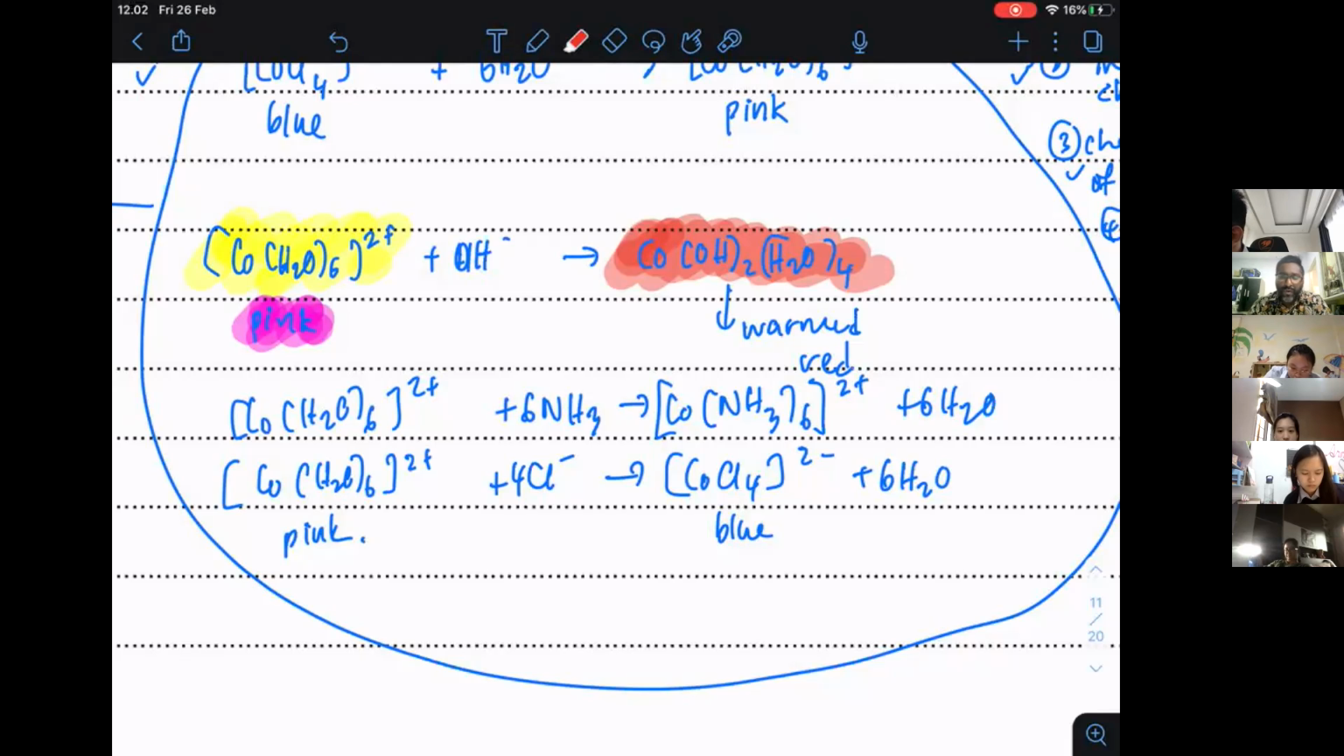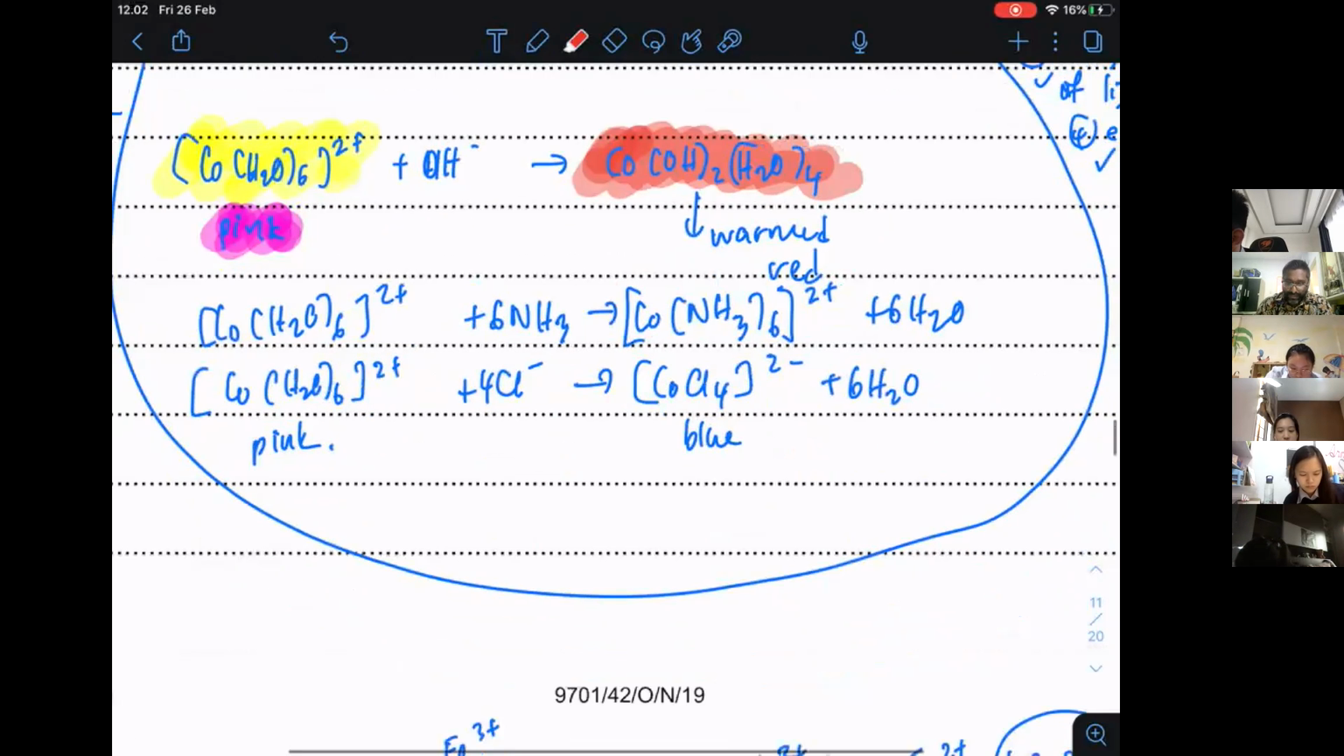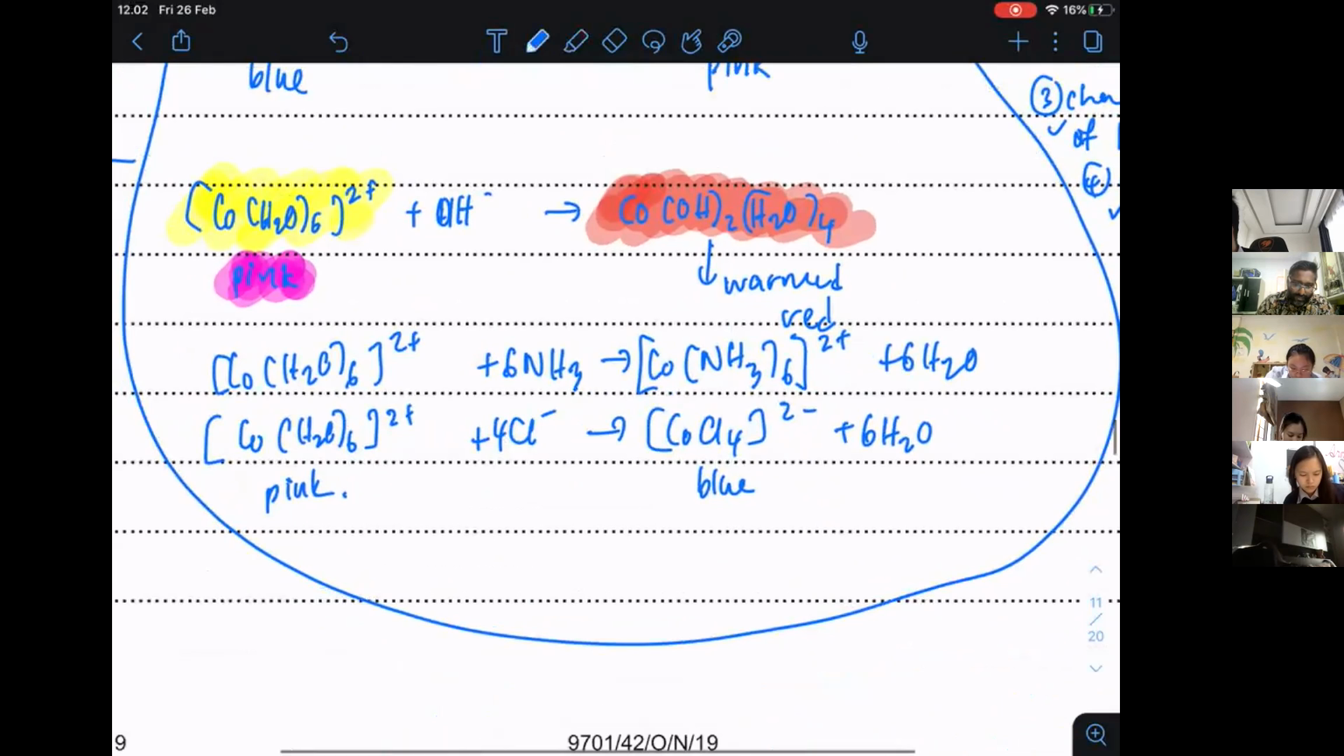Okay, they said if you warm this, then you are going to get a red precipitate. Now, what will happen if you add ammonia? This is excess ammonia. Even if you are adding ammonia drop by drop, little ammonia, you are going to get this condition also. Please remember this. But now if you are adding excess ammonia, you are going to get this.